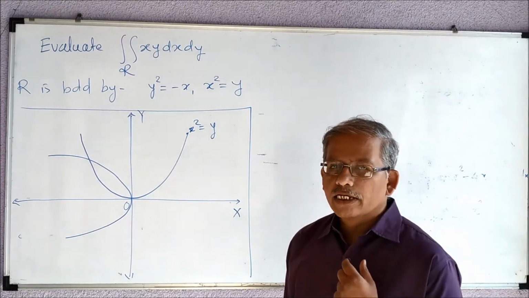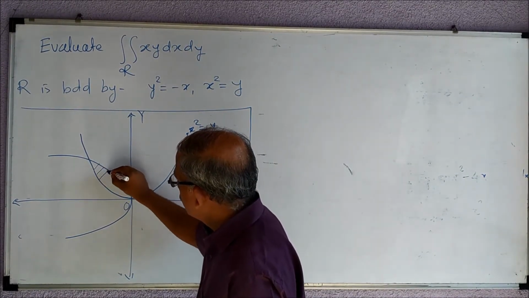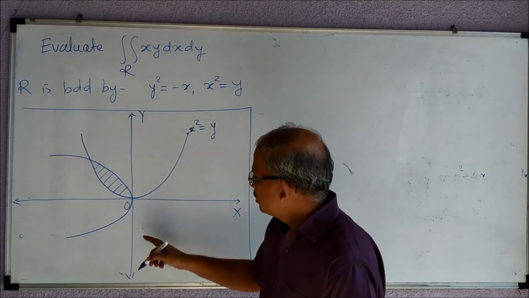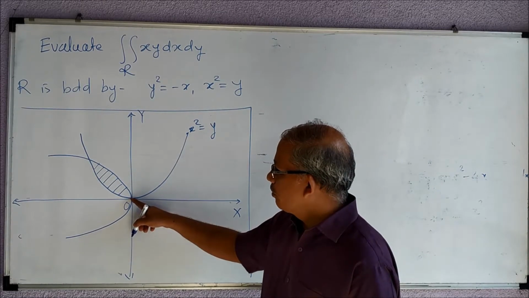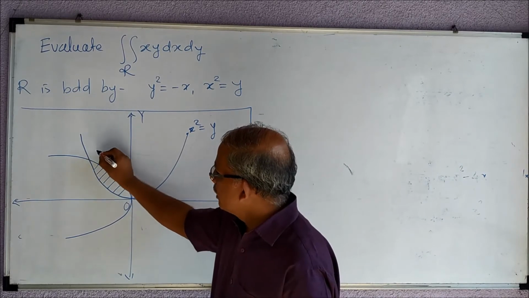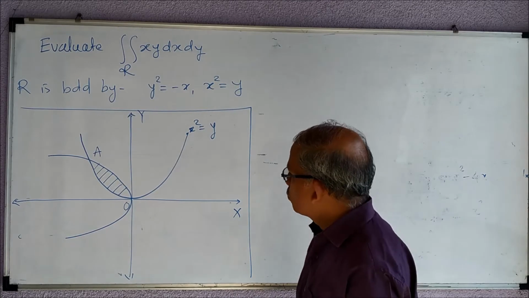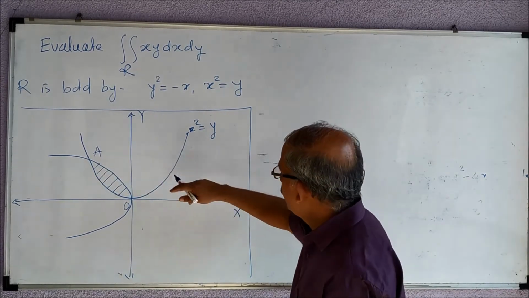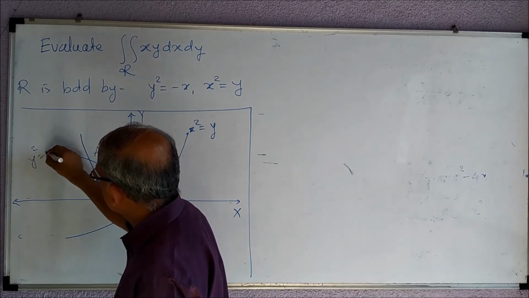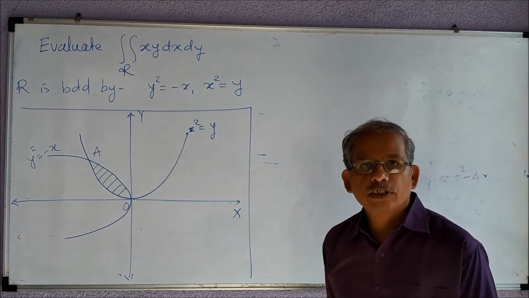Now the area that is bounded by the two parabolas is this area. One point of this area is bounded at this 0, and this other point we need to find out. Let us call this point A. So what is this A? To find out the coordinates of A, we need to solve these two equations. So this is y square equal to minus x, and this is x square equal to y. Both these equations we need to solve.